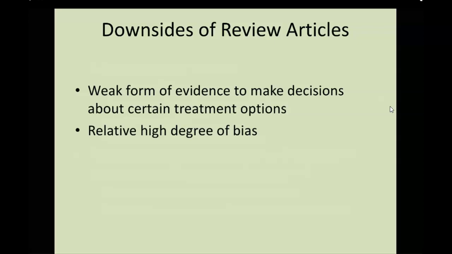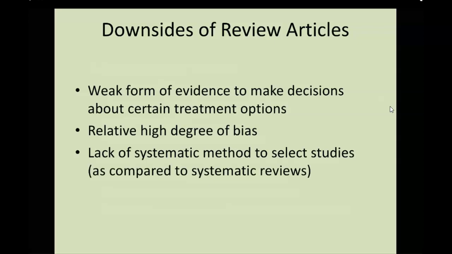compared to systematic review. So there's a lack of systematic method to select studies, which I mentioned already. And this is really the direct comparison: systematic review is highly systematic. It's a highly systematic and standard way to select studies for systematic review. So let's talk about the typical structure of a review article, right?